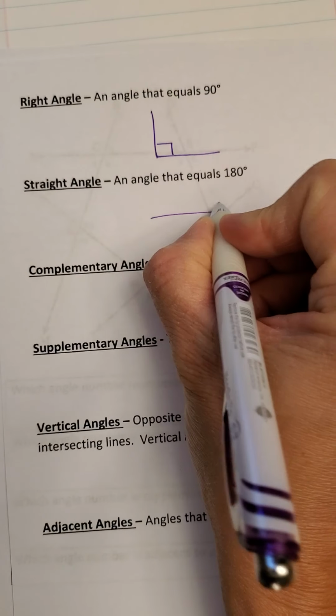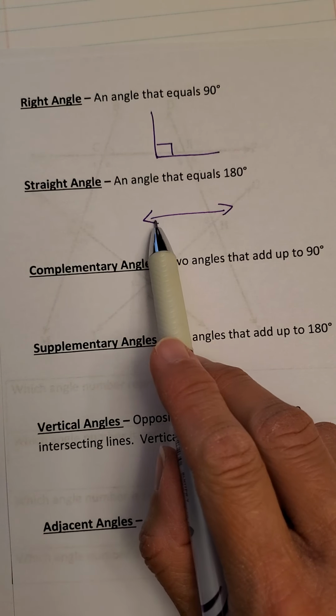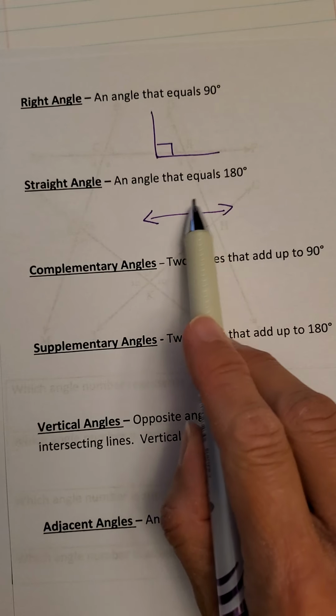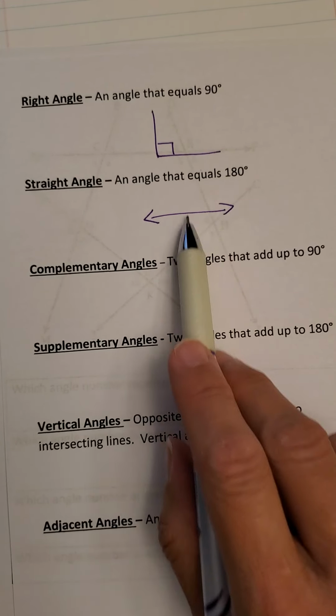A straight angle measures 180 degrees. That's 180 degrees. If you ever heard someone say, oh, I did a 180 when I was slipping on the ice, that means they were going in one direction, they turned around and went in the other direction. So 180 makes a line. 360 is all the way around.